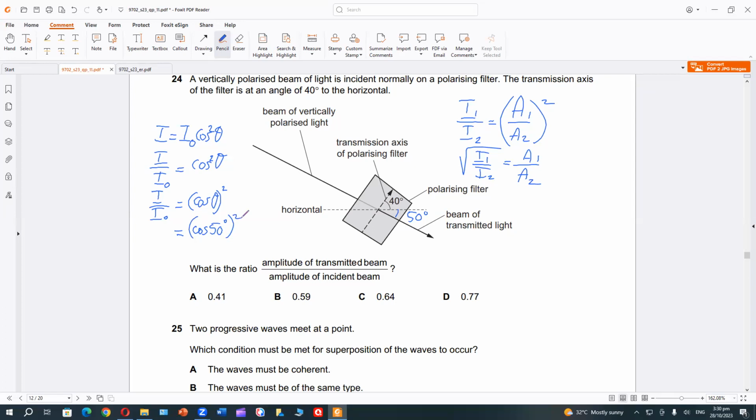So that will be 0.41. And if we square it, it will be 0.64.